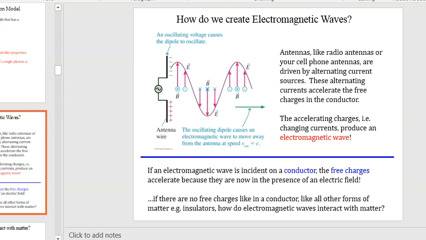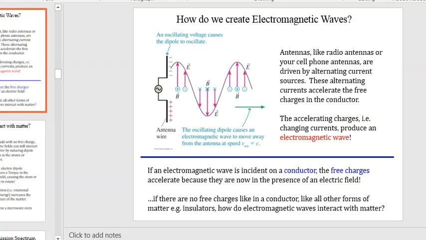So how do we actually make electromagnetic waves? Well, one thing that we can do is we can use an antenna, and what that basically does is drive charges back and forth, back and forth. And it turns out that charges, when they're accelerating, actually produce electromagnetic waves. So that turns out to be the primary way to create electromagnetic waves, is to oscillate some charges back and forth or accelerate them. And that will cause the charges to emit electromagnetic radiation.